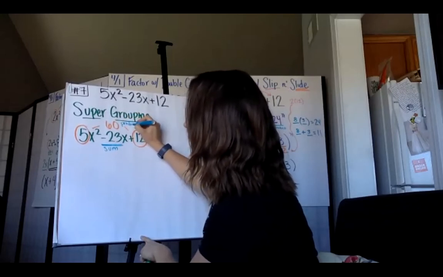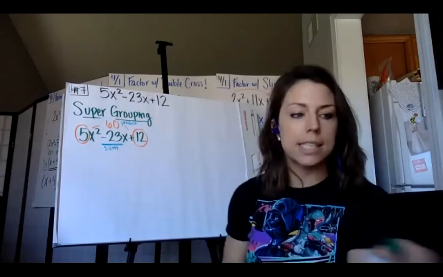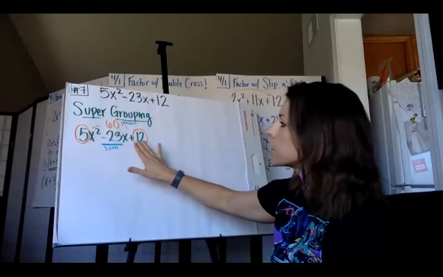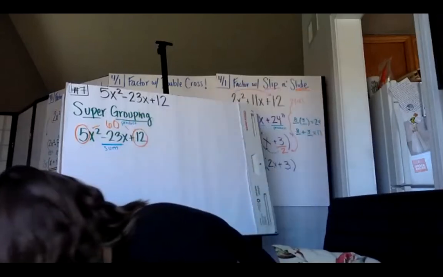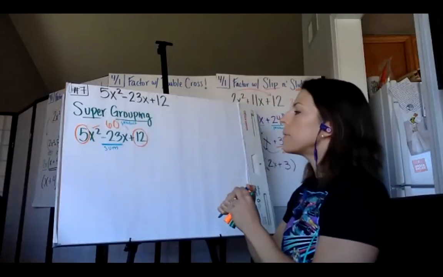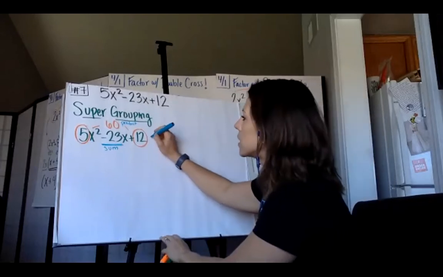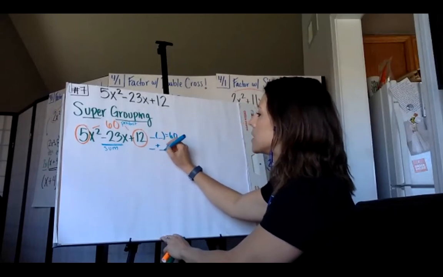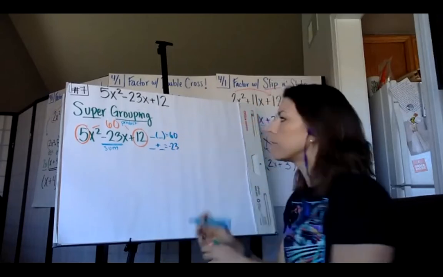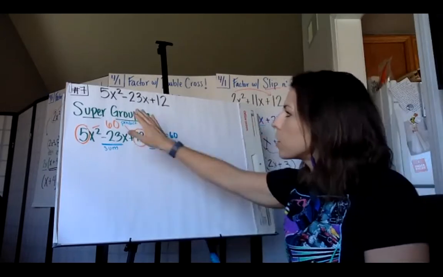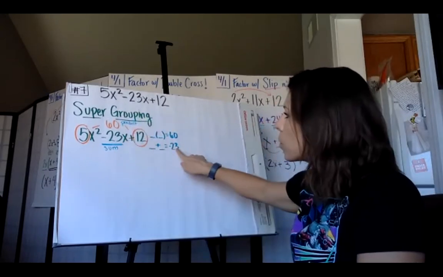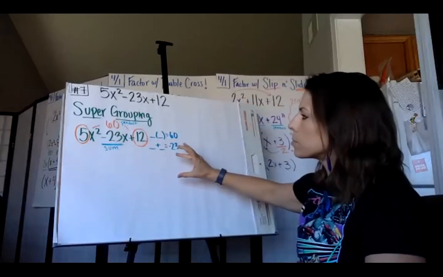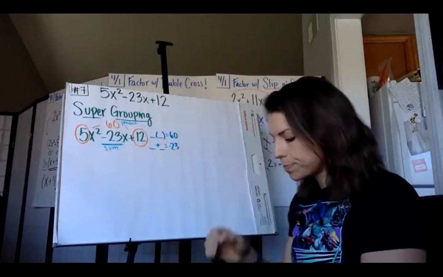So that's the only difference when it comes to super grouping, is that the product in P's and Q's is the product of the first and the last term. The sum is still the middle term. So once you've set that up, then you play the game. So the question is, what times what equals 60, that when I add them together equals negative 23. You can only do grouping with 4 terms. So once you've found those two numbers, you're going to break up the middle term, get it into a 4-term polynomial, and then factor by grouping.